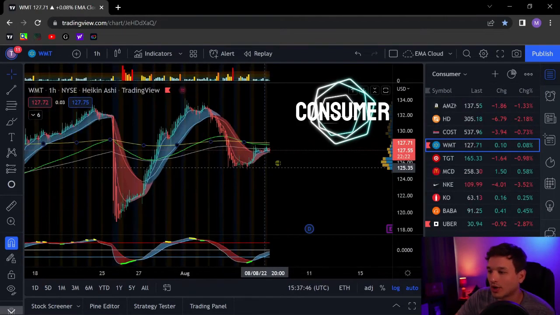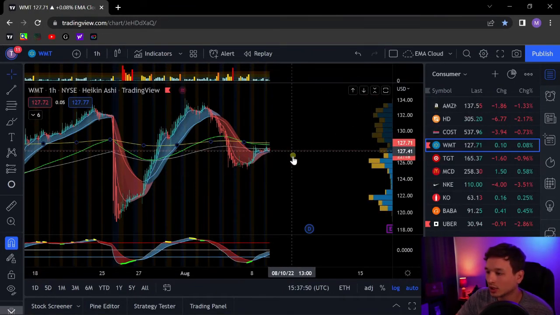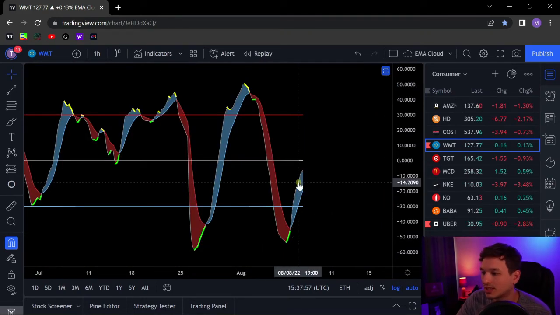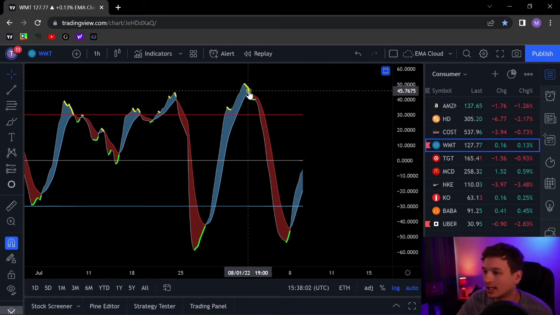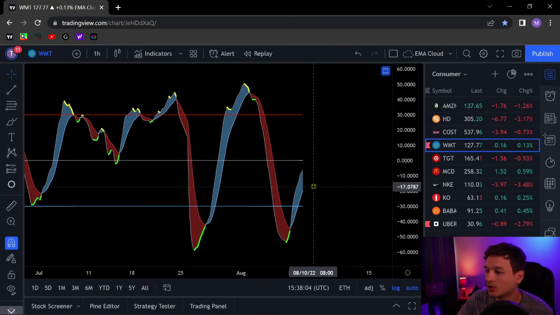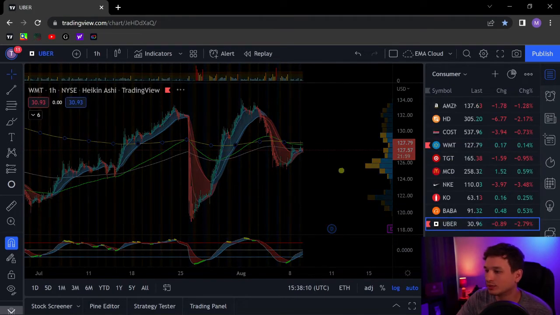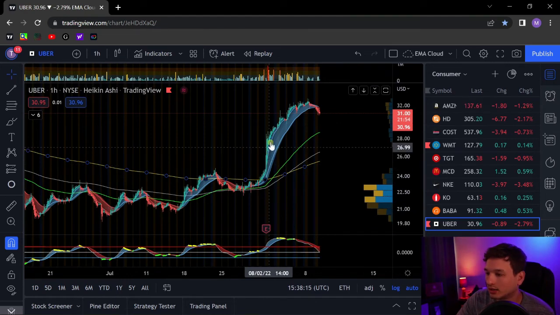All right, so let's see if there's anything in consumer. So Walmart right here, it's bouncing off the yellow and green moving average, and it's starting to come back down. So you can also see, if we just bring up this TSI right now, it's starting to lose steam. If you start to see that yellow line come back down, that'll be a good short position. All right, so let's take a look at Uber as well. Uber had a high uptrend after these earnings right here.